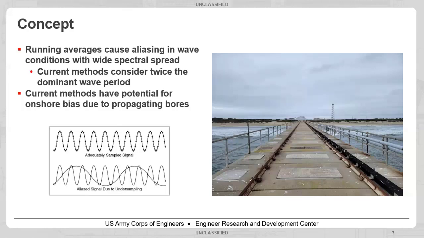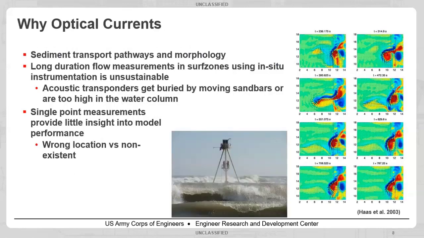And additionally, as I said, the previous methods that Dylan and Spicer explored have the potential for some onshore bias because we are capturing those breaking waves because they are very clear in the imagery, and it's going to override any other movement in that area. So we have an onshore bias of the velocities.